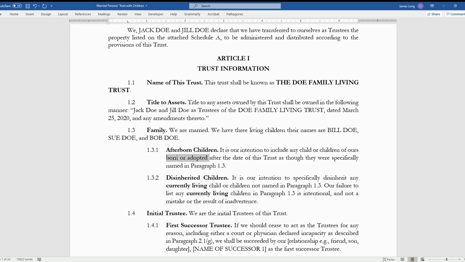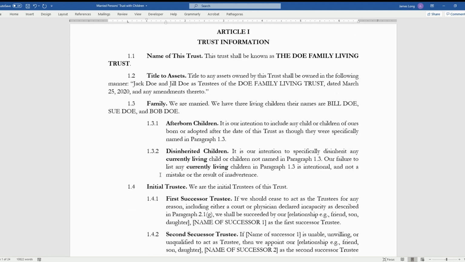It also includes adoption. So if Jack and Jill Doe maybe are past childbearing age, but they want to adopt a child, they can adopt a child. And if it's after the date of the trust, then their adopted child will be included in this if for some reason they forget to update it or don't amend it or die suddenly, etc. So that's sort of an important safeguard if you want it there.